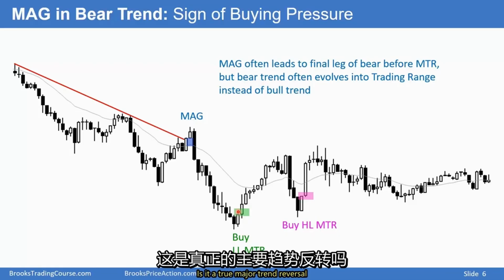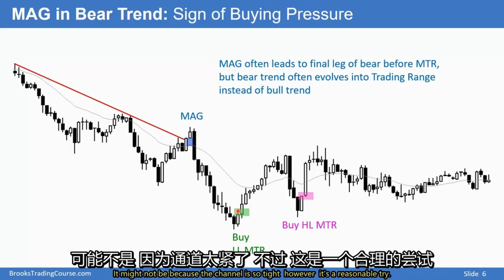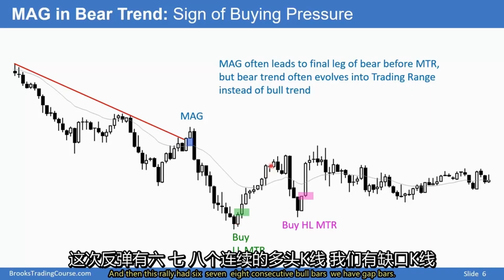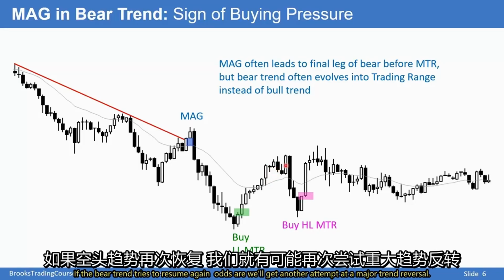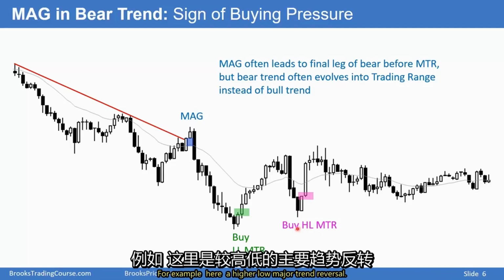Is it a true major trend reversal? It might not be because this channel is so tight. However, it's a reasonable try. And then this rally had 6, 7, 8 consecutive bull bars. We have gap bars. If the bear trend tries to resume again, odds are we'll get another attempt at a major trend reversal. For example, here, a higher low major trend reversal.